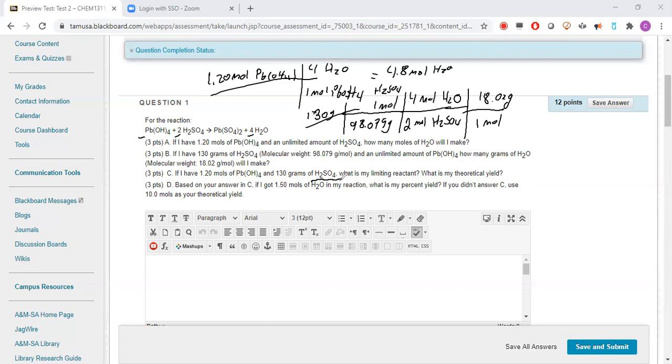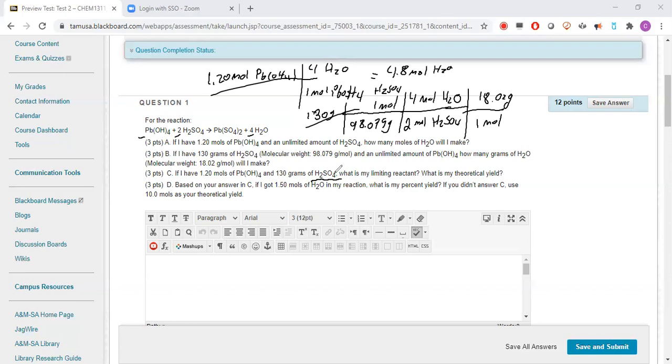Your theoretical yield is how much H2O you're making. Because the idea is you're mixing PbOH4 plus H2SO4. The H2SO4 runs out. It's all reacted. You have 0 left. And then the amount of water you can make theoretically is based on how much H2SO4 you have.